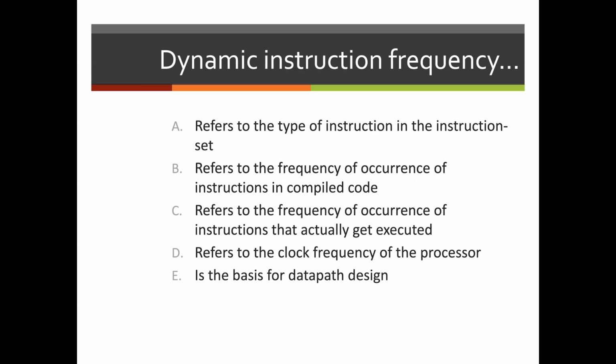So let's consider a little sanity check for dynamic instruction frequency. When we refer to dynamic instruction frequency, are we referring to the type of instruction in the instruction set? Are we referring to the frequency of occurrence of instructions in compile code? Or are we referring to the frequency of occurrence of instructions that actually get executed? Or are we referring to the clock frequency of the processor? Or is dynamic instruction frequency the basis for data path design?